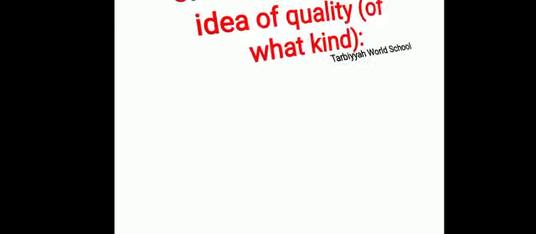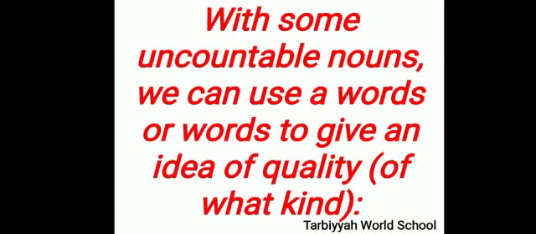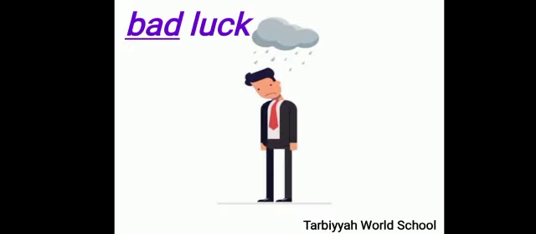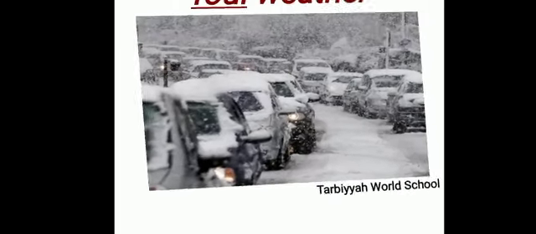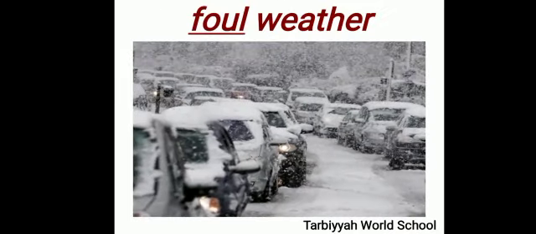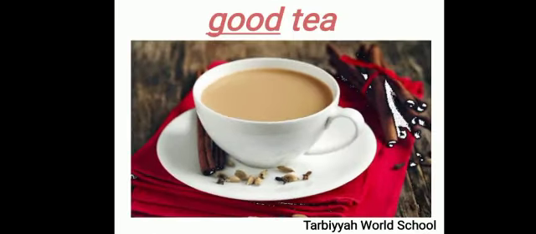Now see, with some uncountable nouns, we can use a word or words to give an idea of quality. Of what kind? For example, bad luck. So it gives an idea of quality, how luck is. The quality is good or bad. Foul weather. It gives an idea of the quality of the weather. Good tea. So it also gives an idea of the quality of tea, how tea is good or bad.